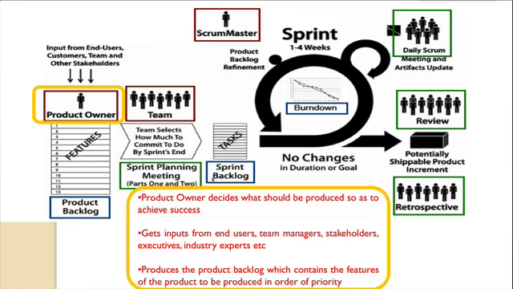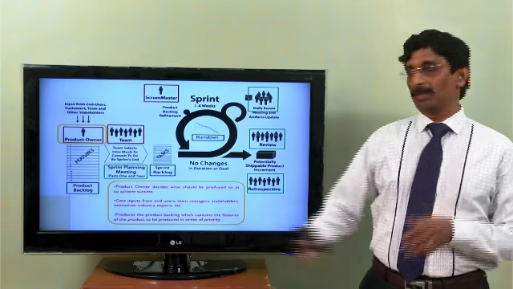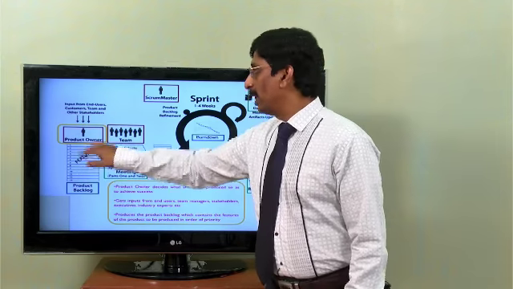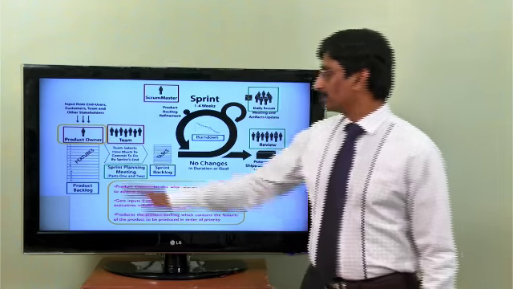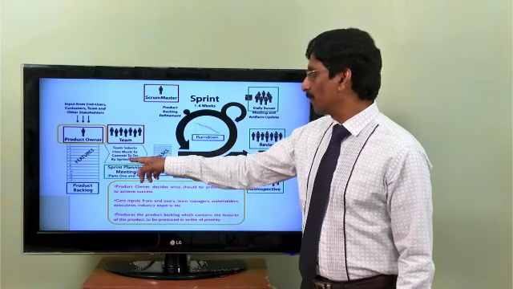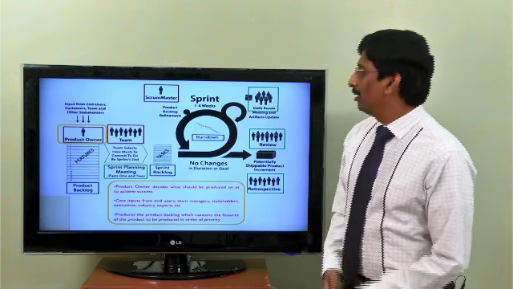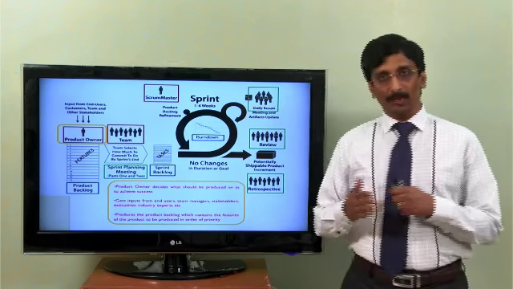So the process of Scrum starts with the product owner. Product owner gets the input from end users, customers, team and other stakeholders and comes up with the product backlog. Product backlog is a list of features prioritized by the product owner in the sequence of business requirements and kept live and owned by the product owner. And from this product backlog, the team pulls something called sprint backlog. And this happens for every sprint.